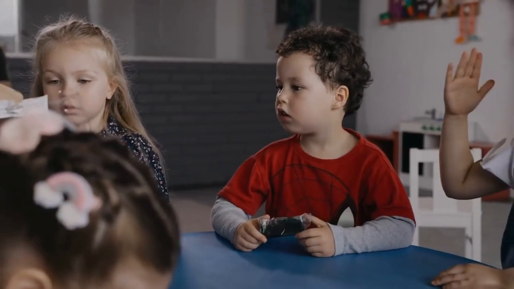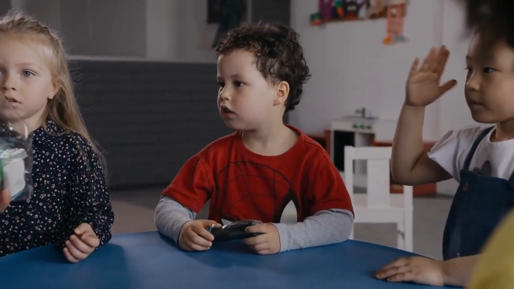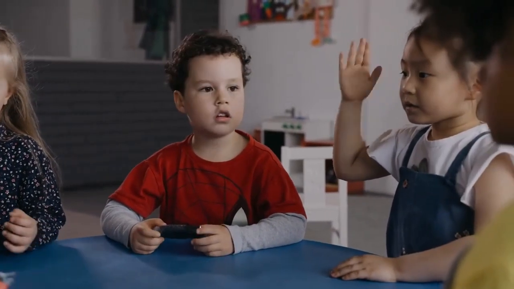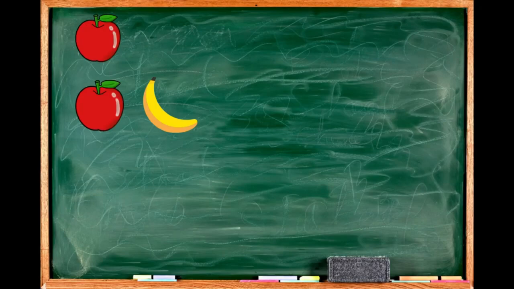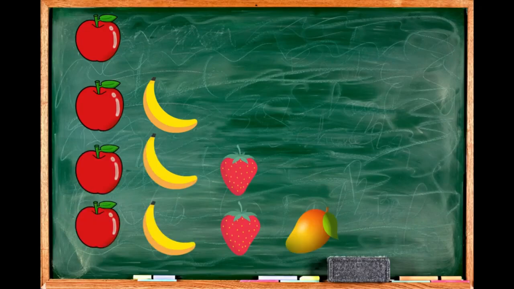It could be a good idea to place a limit on how many times the story is allowed to go around the circle. You can also do this with categories. Students go around and repeat a fruit, adding their own. See how many they can say before making a mistake. Apple, apple banana, apple banana strawberry, apple banana mango.